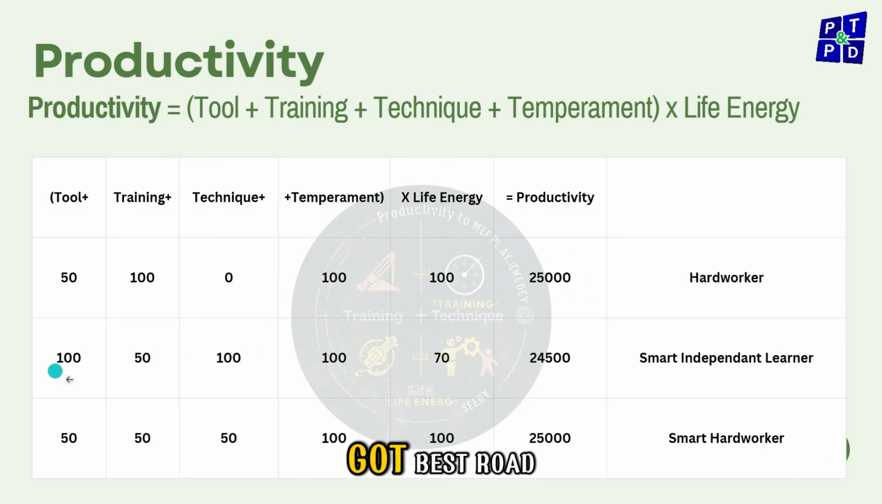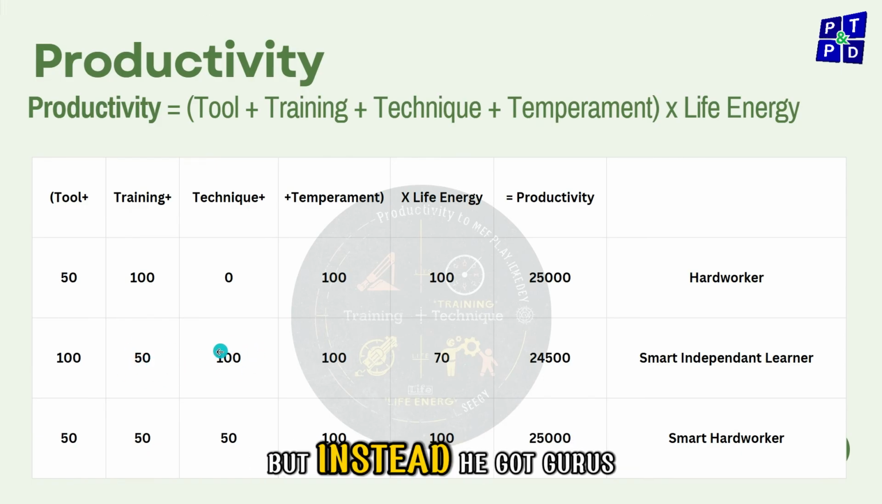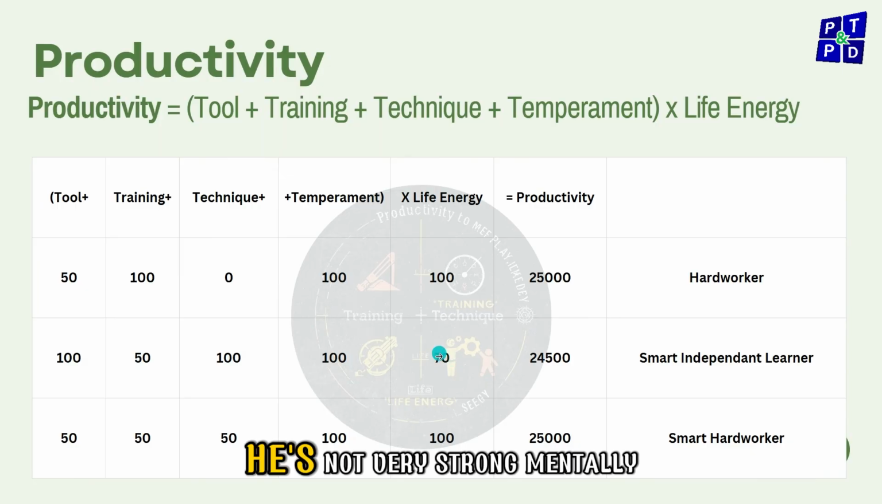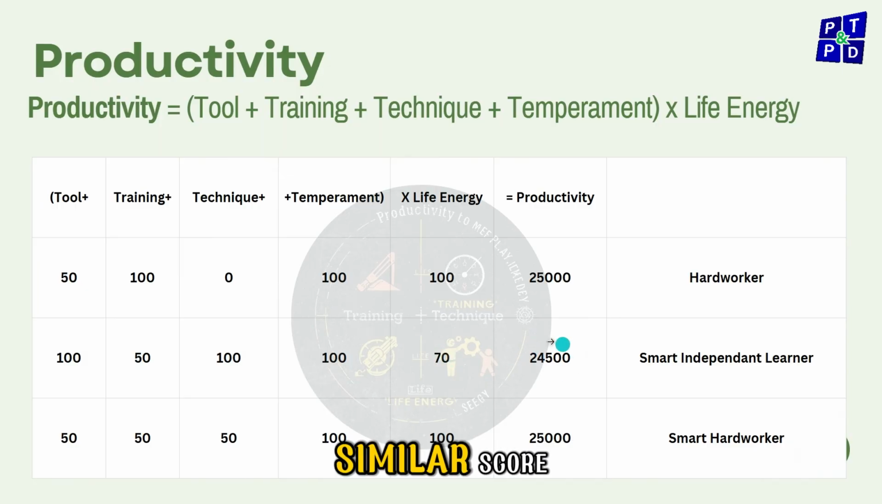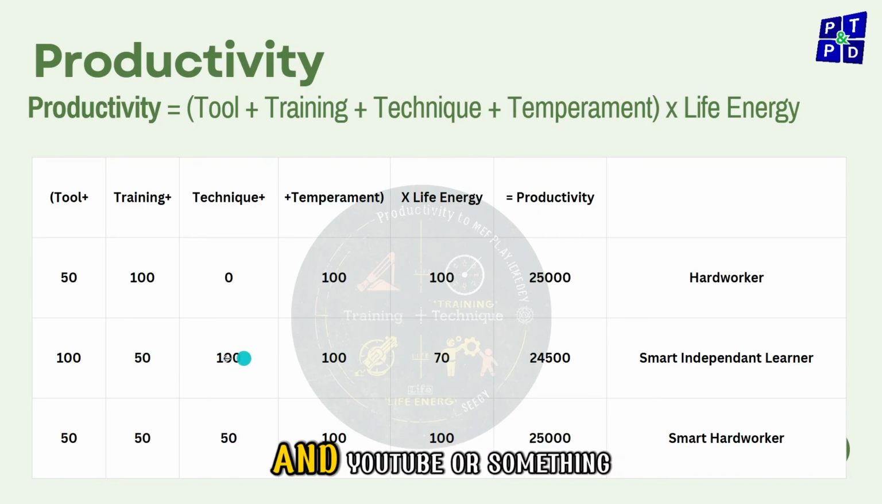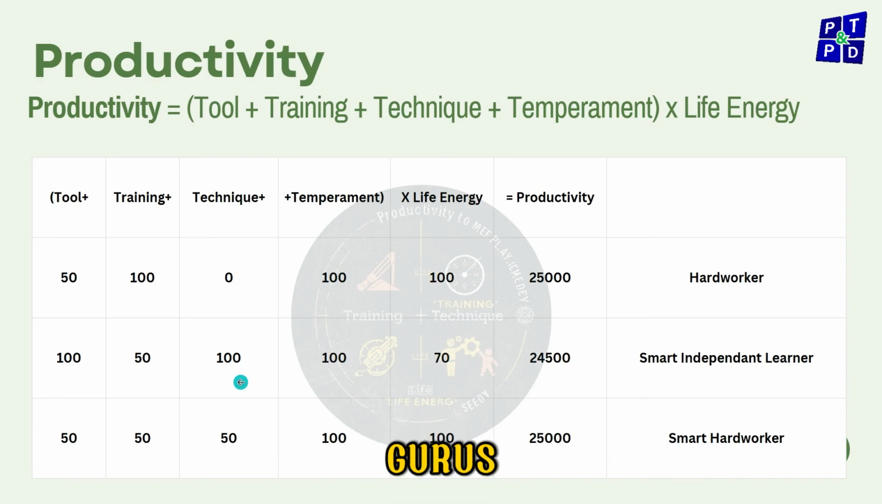On the other side, he got a best tool, but his teacher or trainer is not good, or the resource is not good, but instead he got gurus who can help him to give a ready-made stuff. So okay, use these techniques and use it. He didn't go through proper training, and he's a hard worker as well, very regular doing his things. Even though he's not very strong mentally, he still gets the similar score. So he's a smart, independent learner because he didn't get enough training, but he learned from videos and YouTube, because he's getting techniques from gurus.